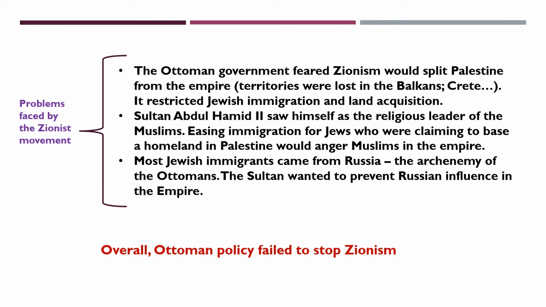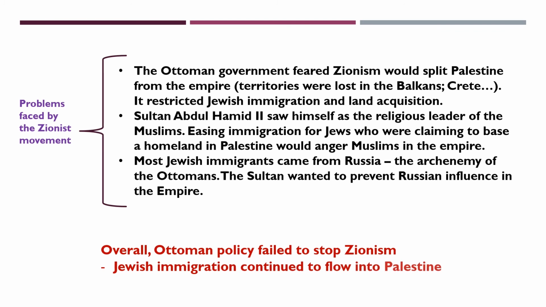In addition to that, there were two other reasons why the Ottoman government did not react positively to the Zionist project. One was that we need to keep in mind that the Ottoman Empire was an Islamic empire. So the Sultan Abdul Hamid II saw himself as the religious leader of the Muslims in the empire. Easing immigration for the Jews coming into Palestine, people who were claiming to base a homeland in Palestine, obviously at the expense of the local population, could certainly anger Muslims in Palestine and across the empire.